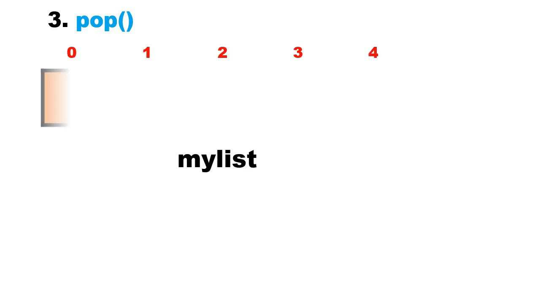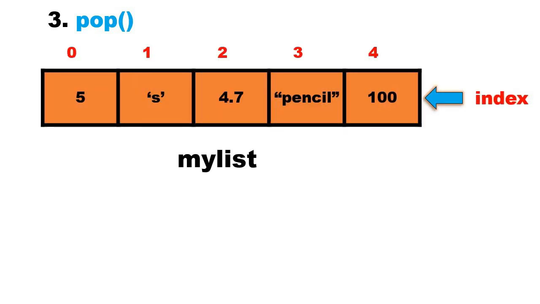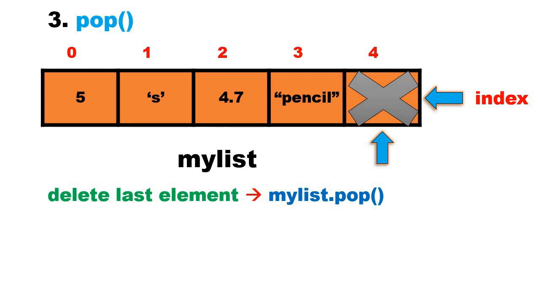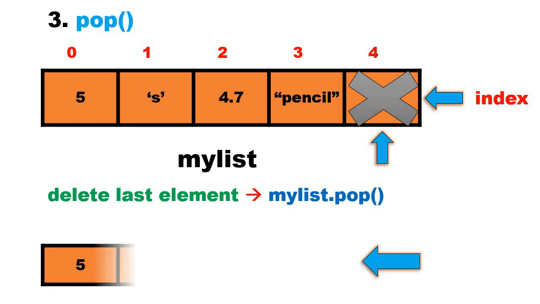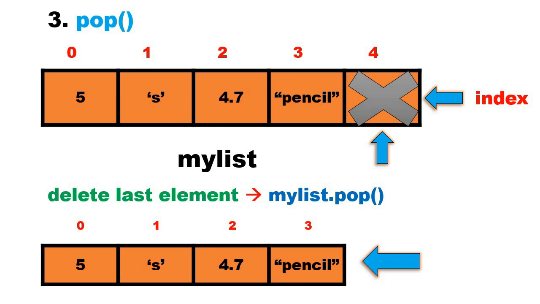Next we are going to see about pop. Pop is basically used to delete the last element from the list. So I have taken the same list. Here the last element is 100, right? It will delete that last element from the list with that index. Okay, so after deleting, the list will look like this. So you have to give mylist.pop. So basically pop is used to delete the last element from the list with that index. Clear?